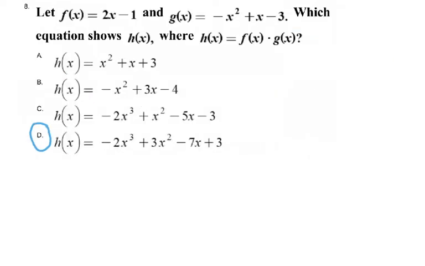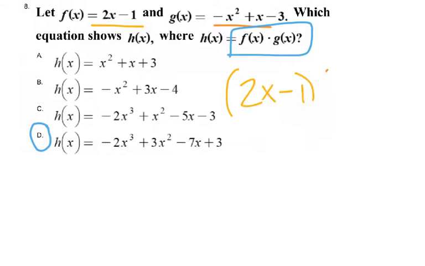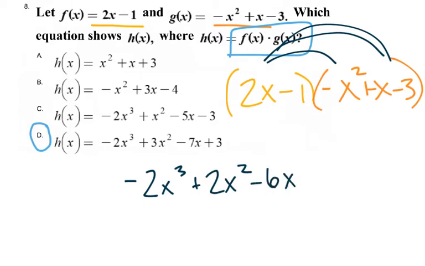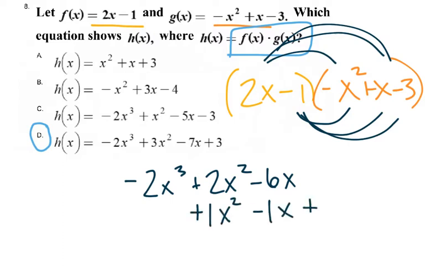Okay. So for number 8, you have two different functions going on, this one and this one, and then it wants to know h of x, and it tells you that you need to multiply those original two functions. So I'm going to take 2x minus 1, and I'm going to multiply it to negative x squared plus x minus 3. And I'm just going to use the distributive property. So this becomes negative 2x cubed plus 2x squared minus 6x. Now I'm going to distribute the 1. It becomes positive 1x squared minus 1x, positive 3. And now I'm going to get my like terms together.